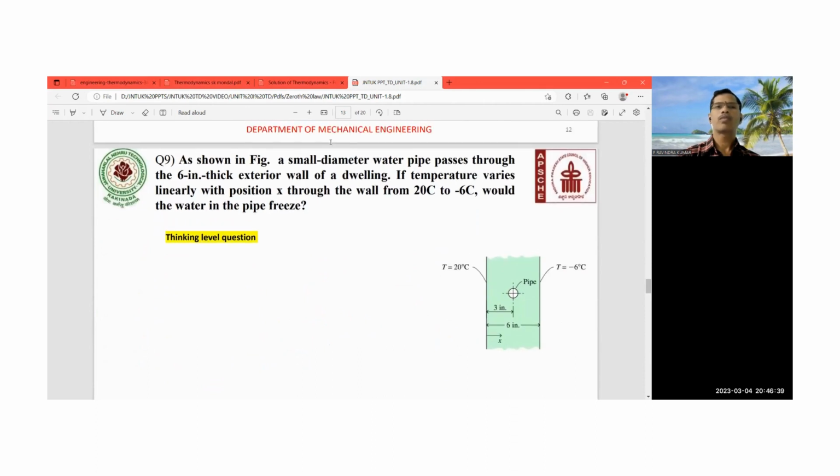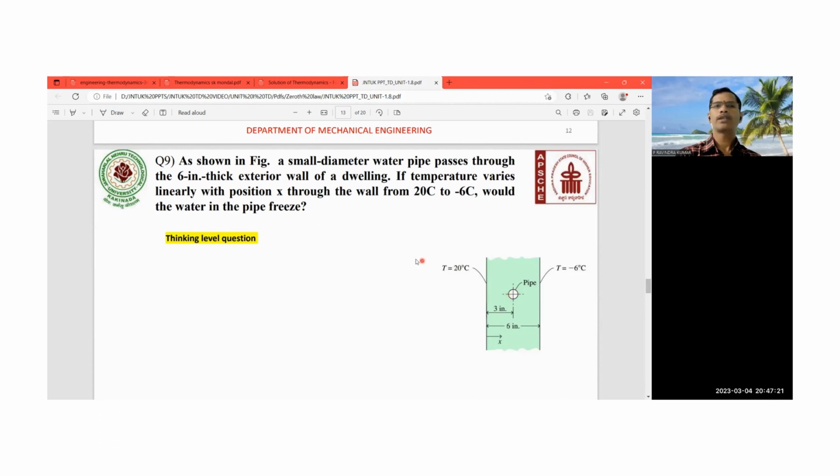Next, there is one more problem here. This is a thinking level question. What is that particular question? As shown in the figure, there is a small diameter water pipe. A small diameter water pipe passes through a 6 inches thick exterior wall. So this is the wall, and in that wall a pipe is passing through.